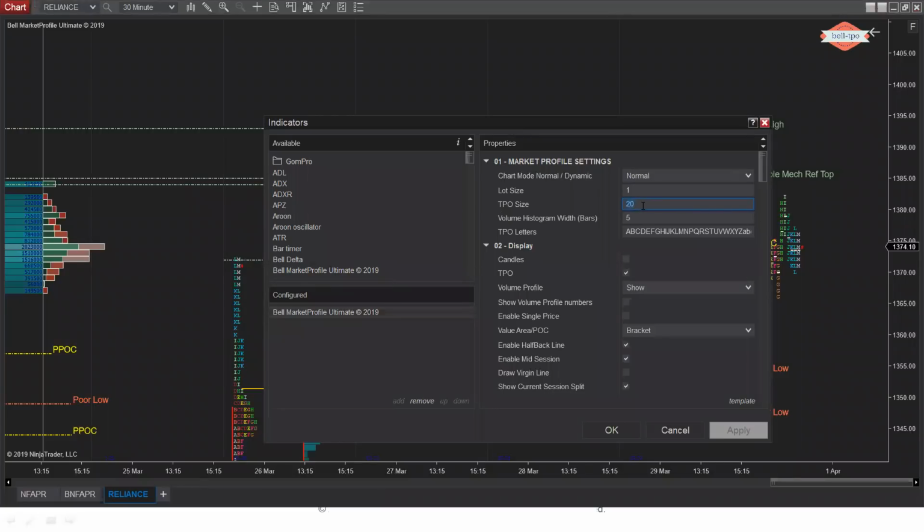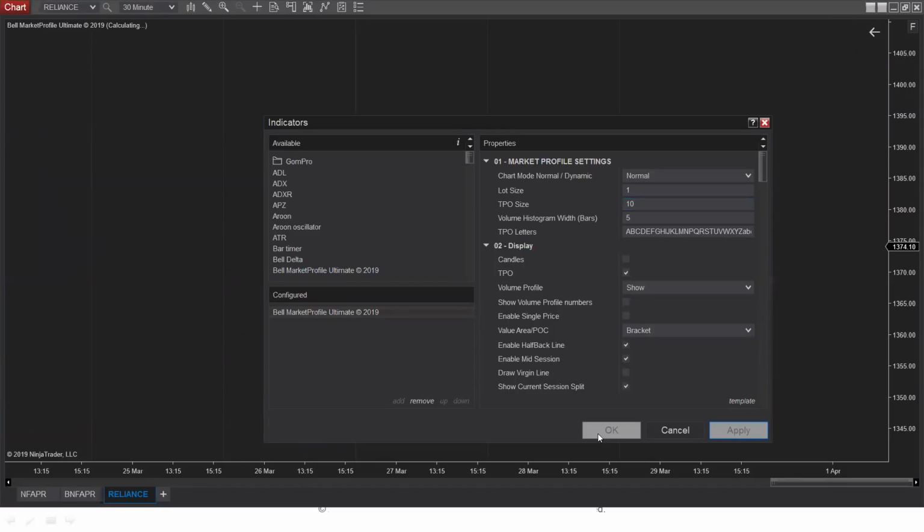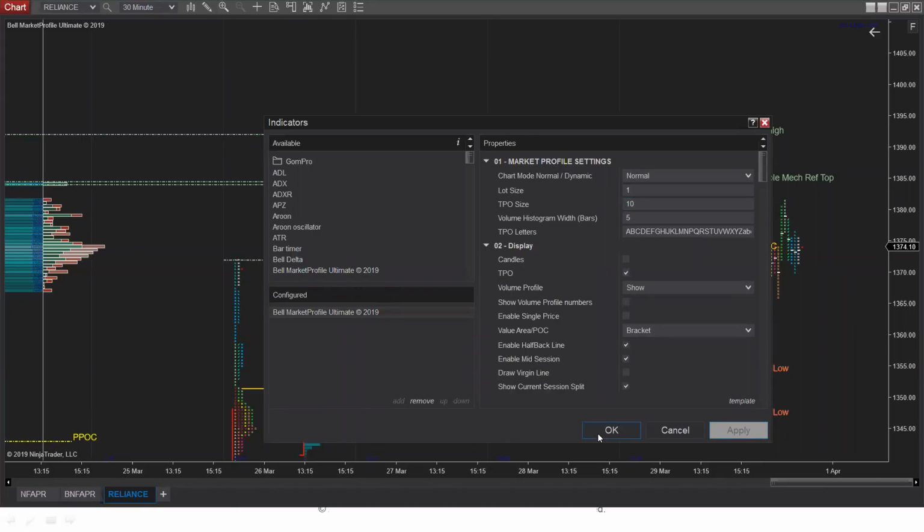So the TPO size, I can vary it. If I say 10, the 10 will be multiplied by the tick size. The tick size is the minimum possible price action movement, which is 0.05, 5 paise. And 5 paise will be multiplied by 10, that means 50 paise. So every 50 paise, I'm going to get a letter.